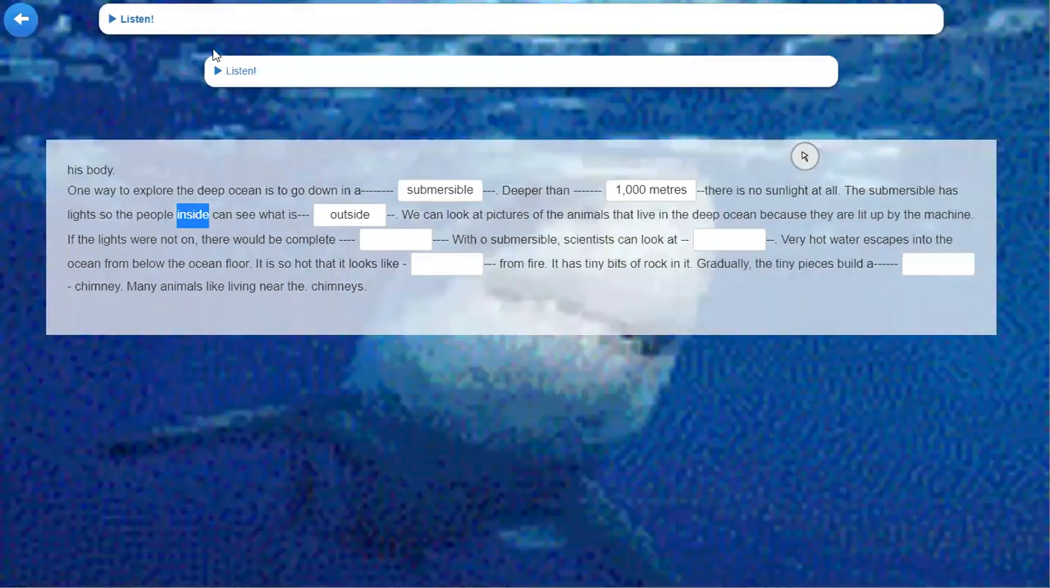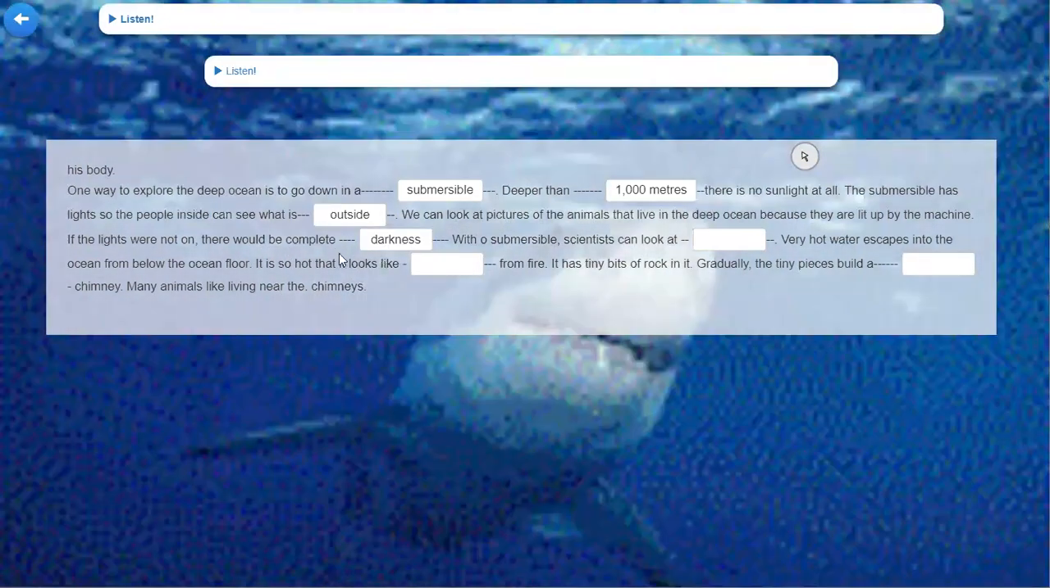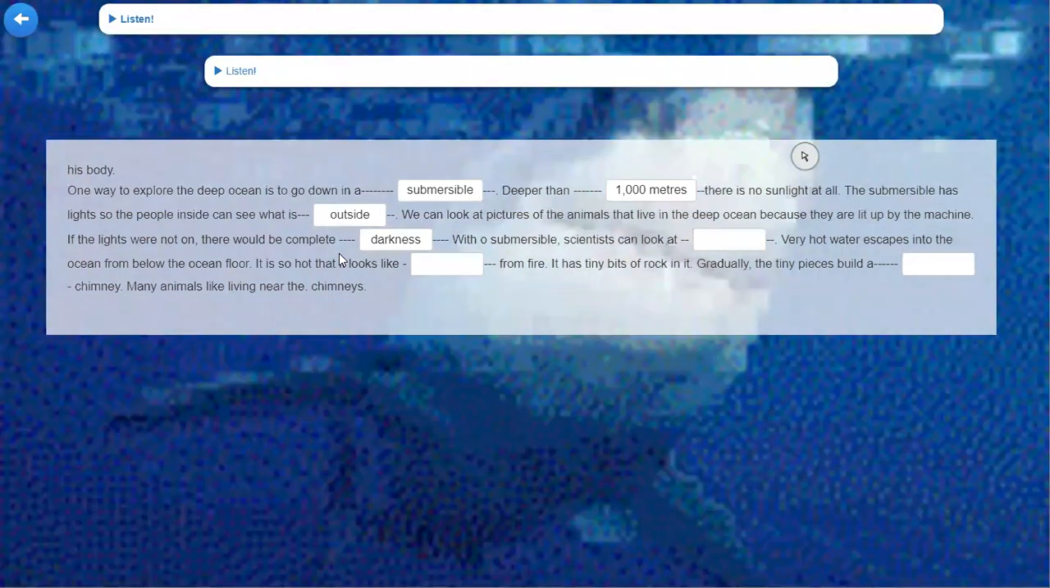Live in the deep ocean because they are lit up by the machine. If the lights were not on, there would be complete darkness. Okay, wait a minute, my friend, just to explain to the other friends: if we don't have a submersible like this, we will have complete dark underwater. We will not see. Yes, with a submersible.